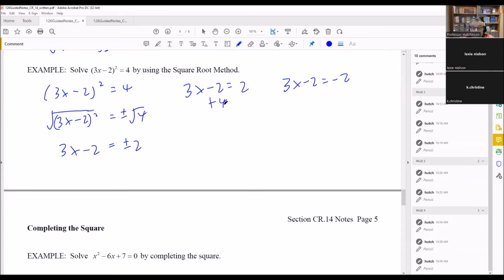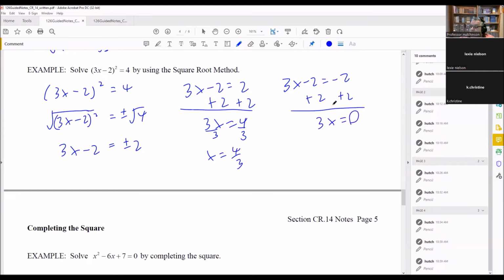Now I'm going to add 2 to both sides. I get 3x equals 4. Then divide both sides by 3, and I get x is equal to 4/3. For this other one, I add 2 to both sides. I get 3x is equal to 0 in this case. Divide both sides by 3, and I get x is equal to 0. So I get two answers, 4/3 and 0. Those are my two answers from that.